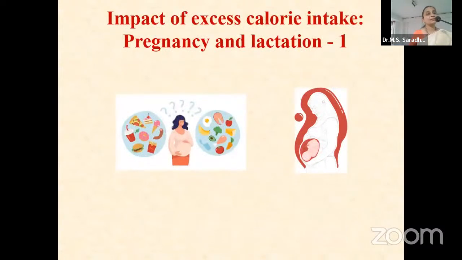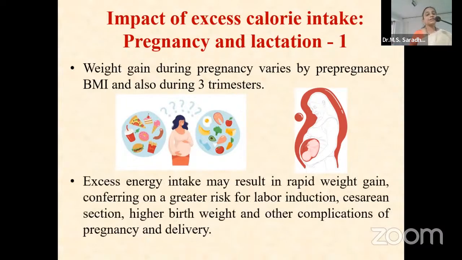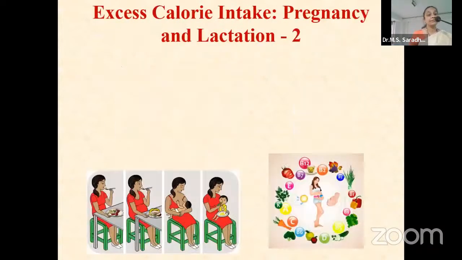Now, let's learn about the impact of excess calorie intake at each life cycle stage. We'll start off with pregnancy and lactation. Weight gain during pregnancy varies by pre-pregnancy BMI and also during the three trimesters. Excess energy intake may result in rapid weight gain, conferring a greater risk for labor induction, cesarean section, high birth weight babies, and other complications during pregnancy and delivery.